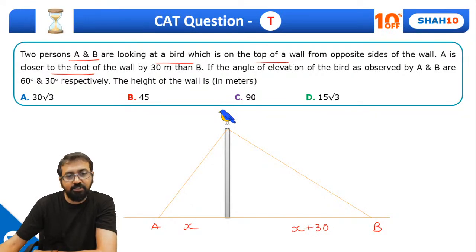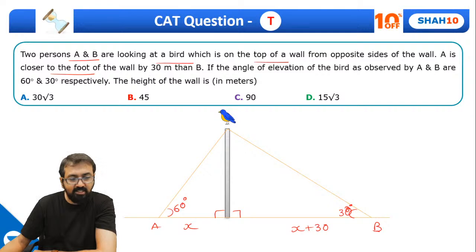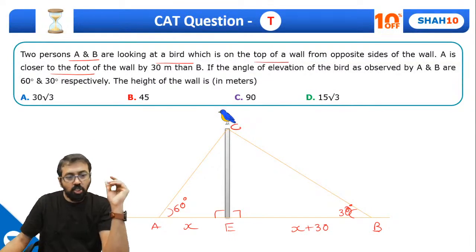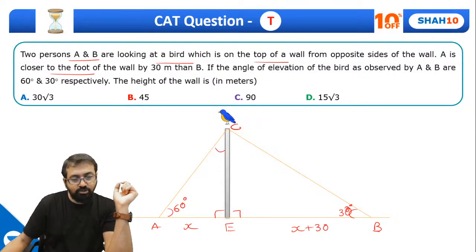If the angle of elevation of the bird as observed by A and B is 60 degree and 30 degree, of course this angle will be more, this will be 30 degree. So what you need to do in this question is you just need to use 30-60-90 in both the triangles. So let's take this as E, this as C. The bird is sitting at C, right? So can I say in triangle ACE, X is side opposite to 30 degree?